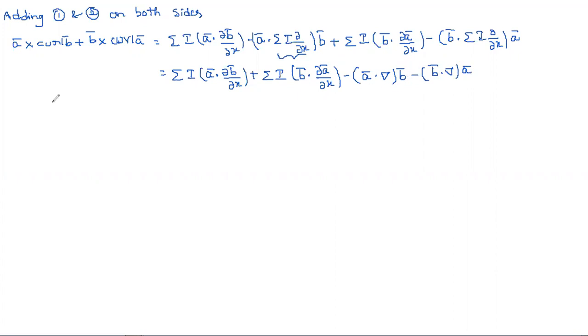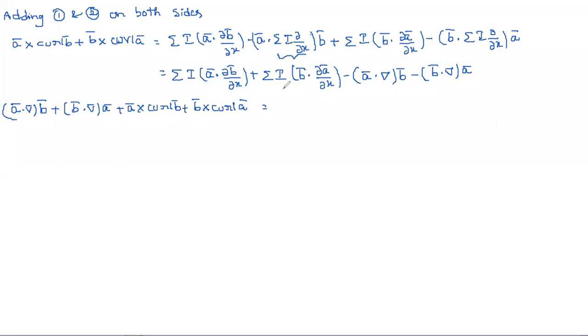Now take these two into the left hand side, and what will happen? Here we have a bar dot del into b bar plus b bar dot del into a bar. I am taking the right hand terms into the left hand side, plus a bar cross curl b bar plus b bar cross curl a bar is equal. So I took these two terms into this side.